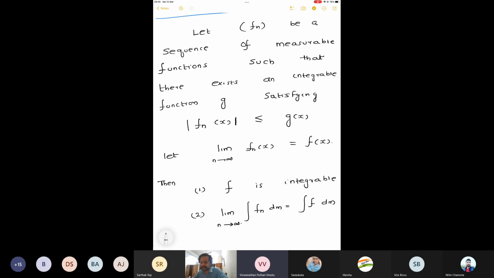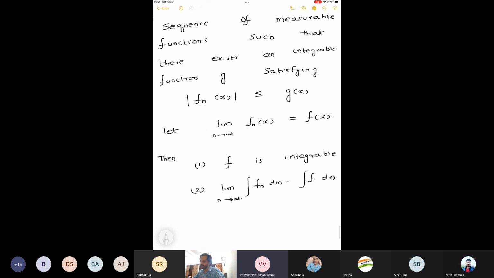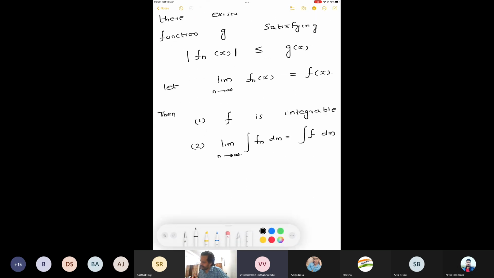Suppose the pointwise limit exists, then we say that the limit function is integrable and the integral of the limit is equal to the limit of the integral. Okay, so now the proof. The proof is not hard. I am going to employ Fatou's lemma.